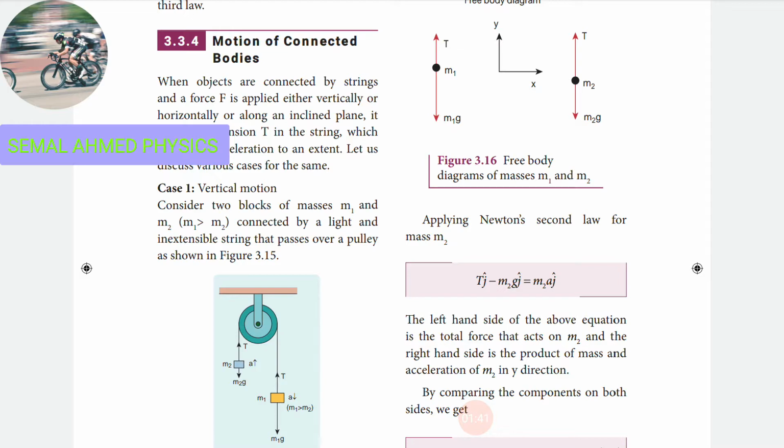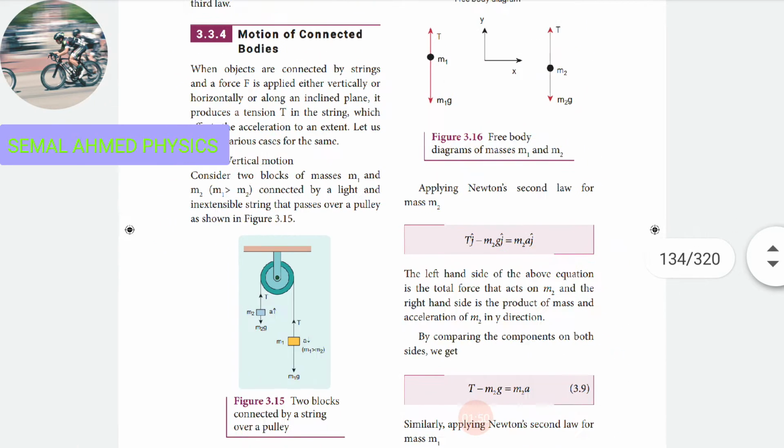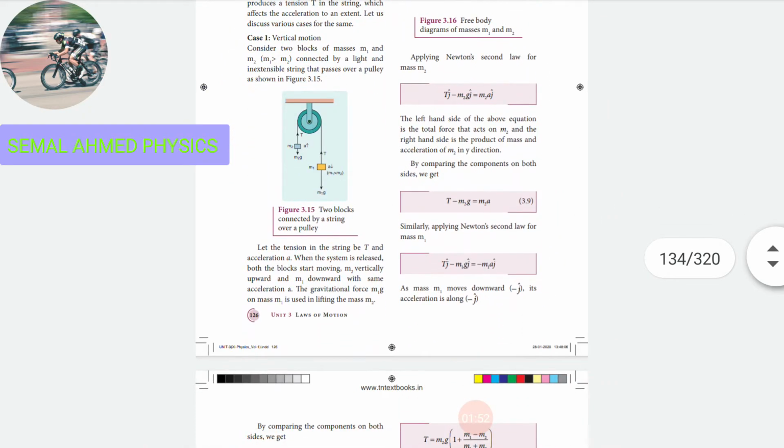Now look at the respective diagram, you can understand the free body diagram. Now applying Newton's second law for mass m2, let the tension in the string be T and the acceleration a. So we are taking a as acceleration and T as tension. The system is released, both the blocks start moving.